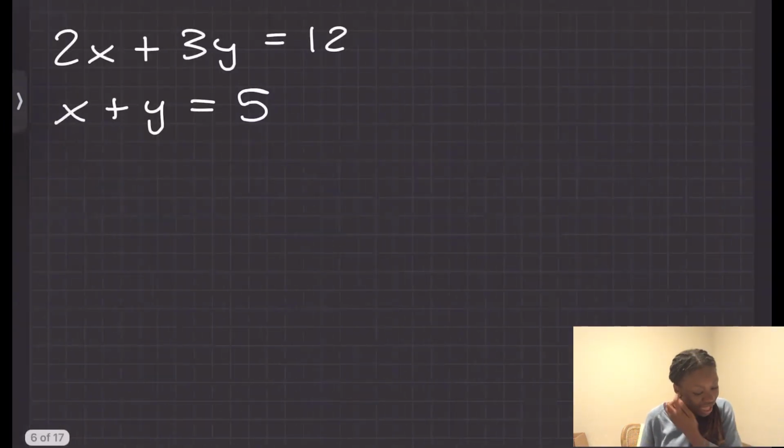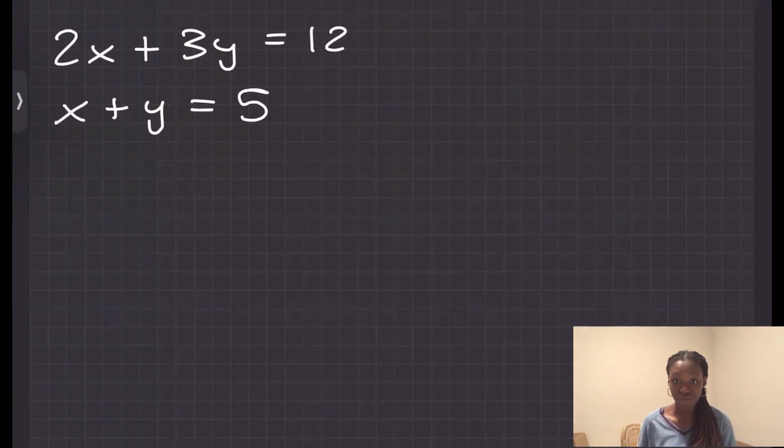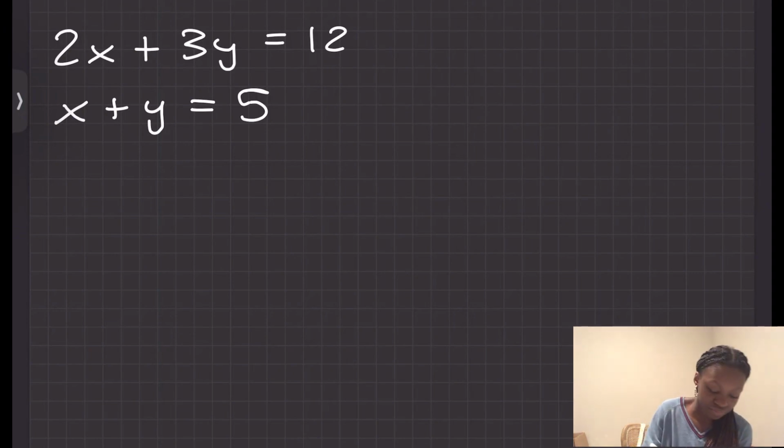Now, we have another question. This time, however, it's not quite so straightforward, our x and our y. With this type of problem, we actually have the opportunity to choose whether we want to solve for x first or to solve for y first. Let me show you how.